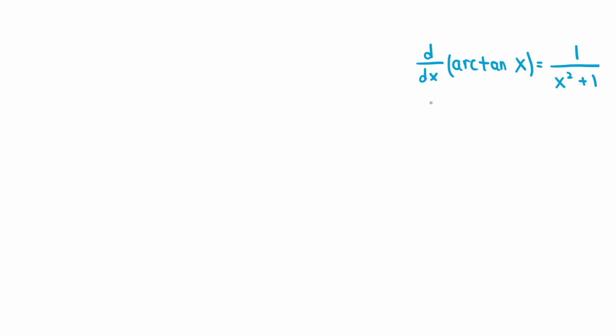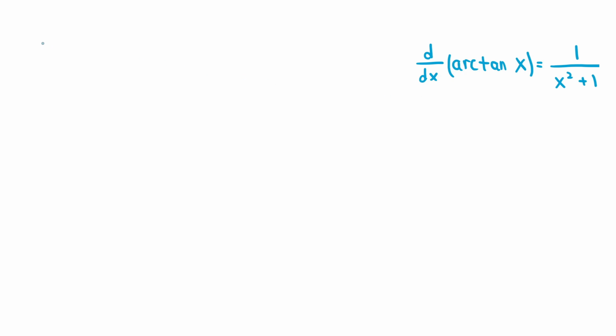The derivative of arctan of x is 1 over x squared plus 1, which is a standard derivative. What I'm going to do in this video is prove this well-known derivative. I'm not going to prove the result using the limit definition of the derivative, and instead I'm going to use another method. For this proof, I'm going to be using the fact that the derivative of tangent of x equals secant squared of x without proving it.